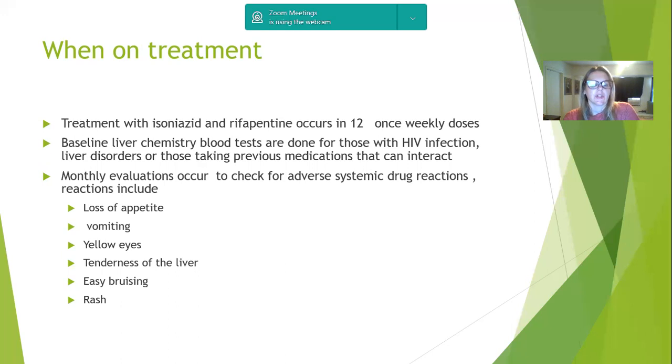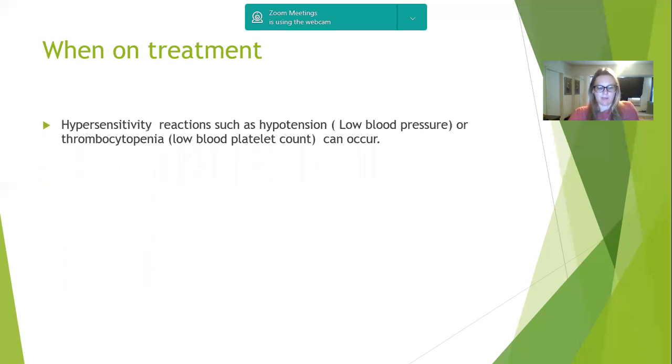Monthly evaluations occur to check for adverse systemic drug reactions. Those reactions include loss of appetite, vomiting, yellow eyes, tenderness of the liver, easy bruising, and a rash. Hypersensitivity reactions such as hypotension, which is low blood pressure, and thrombocytopenia, which is low blood platelet count, can occur when on treatment.